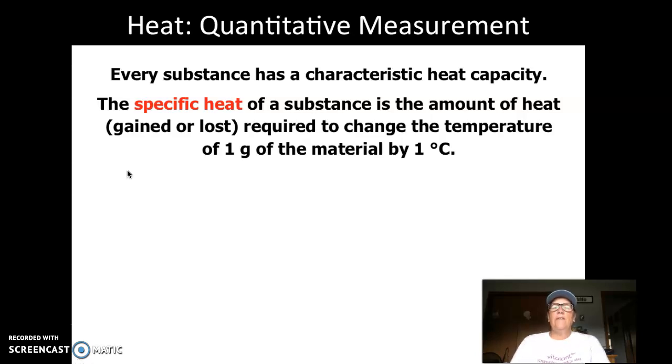Okay? So every substance has a heat capacity, and they call it specific heat. It's the amount of heat gained or lost when you change the temperature 1 degree. So 1 gram of a substance, 1 degree. Whenever you do that, how much heat does it lose or gain? Okay? And that's specific heat. And again, for water, specific heat is 4.184 joules.